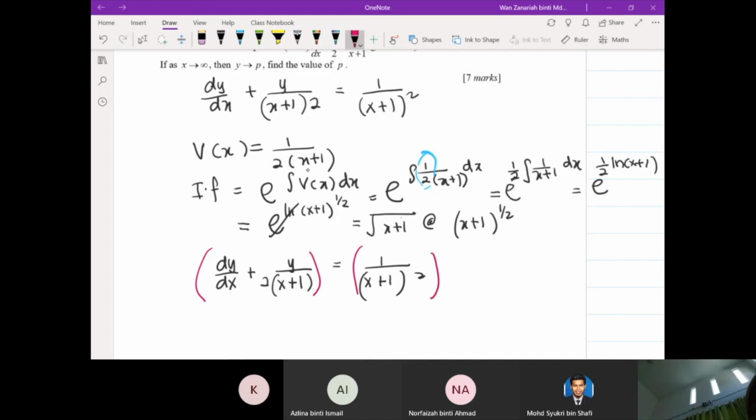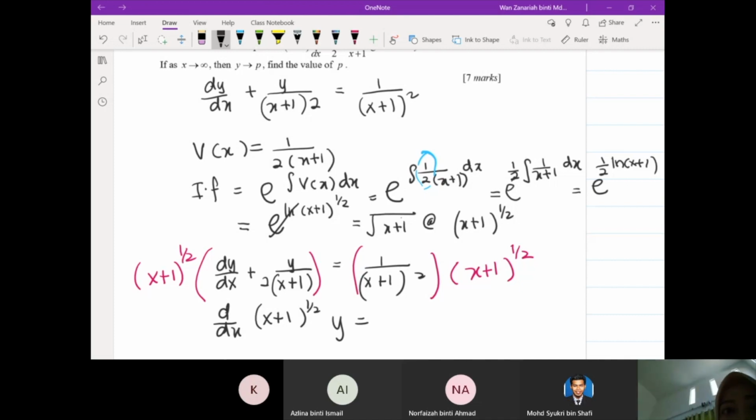Okay, so here x plus 1 power of 1 over 2. Okay, so dari sini this is basically the product rule of d over dx of our integrating factor times y. So integrating factor x plus 1 to the power of 1 over 2 and y. Okay, this part ni kena betul-betul kira. So kalau students confused, you may write u to the power of 1 over 2 over u to the power of 2. So dekat sini you calculate indices 1 over 2 minus 2. So we will get u to the negative 3 over 2.